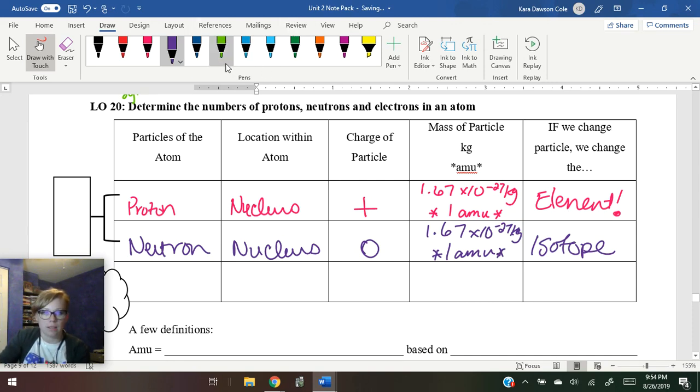Both of these guys, the proton and the neutron, are in the nucleus, and they contribute to mass. The one subatomic particle that we have not talked about is the electron.